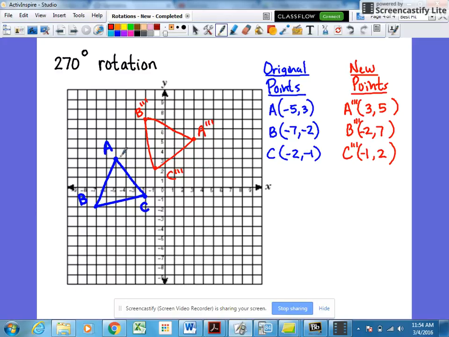And notice how we're moving three quadrants here. That's what 270 degrees is. A moves 1, 2, 3 quadrants from quadrant 2 all the way to quadrant 1. Another 90-degree rotation will get us right back where we started.